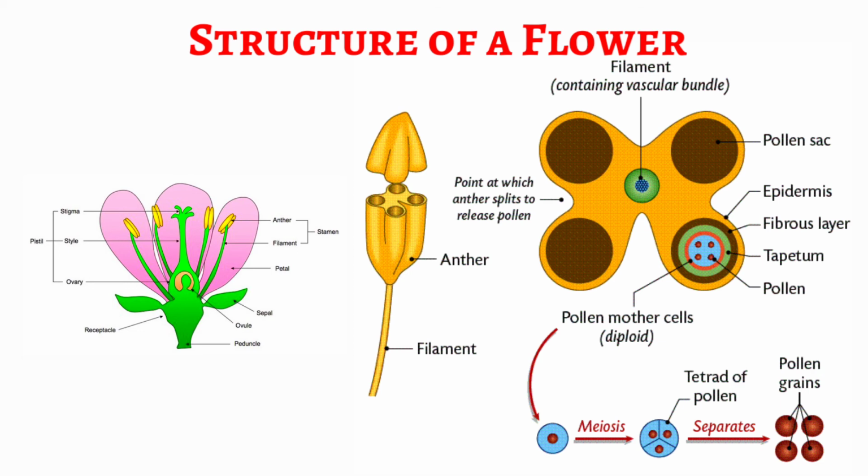So the transfer of pollen grains from the anther of a stamen to the stigma of the pistil is called pollination. After pollination, the ovules change into seeds and the ovary of the flower grows and develops into a fruit. Now move on to functions of a flower.